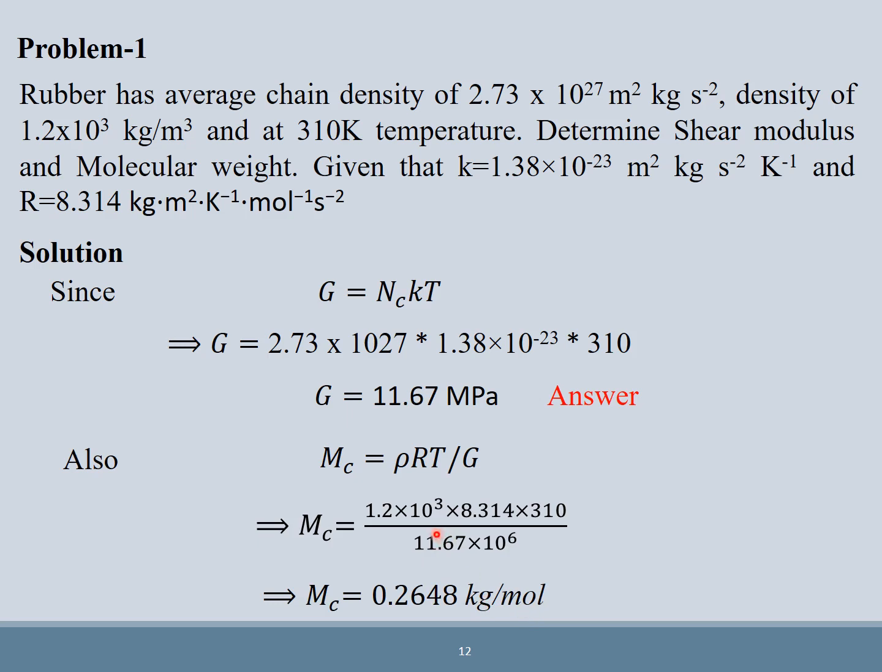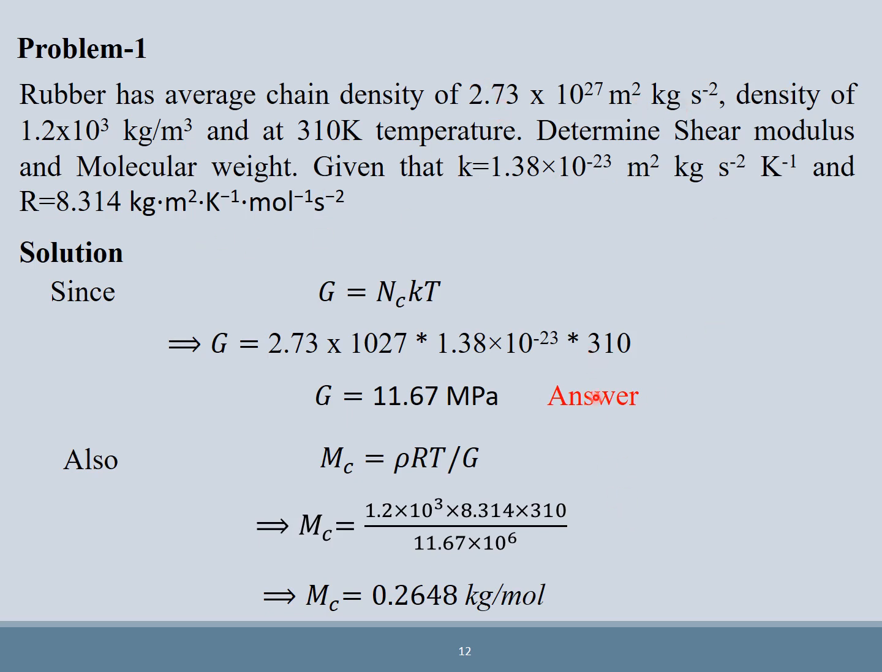The important thing is the unit of R. The general gas constant R can be written in different units, okay, but we always use this unit, kilogram meter square per Kelvin per mole per second square, so that we get kilogram per mole. And if R is given, it will always be given in this unit. So you automatically get kilogram per mole. Thus you have to memorize that the unit should be the same, and if I give the numericals, the K and R will be in the same unit, and NC again in the same unit.